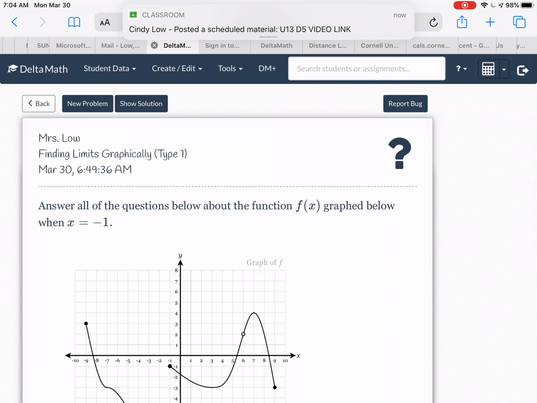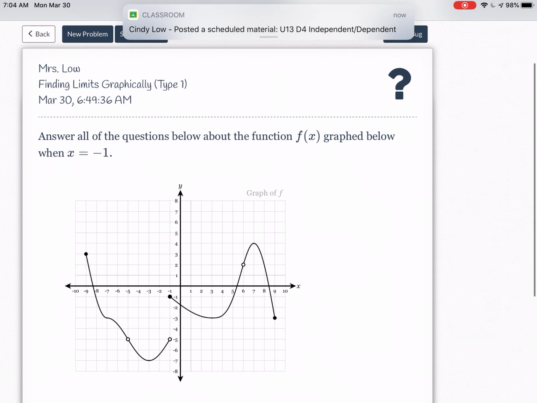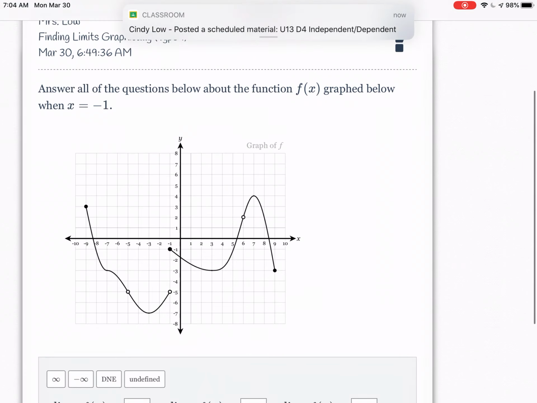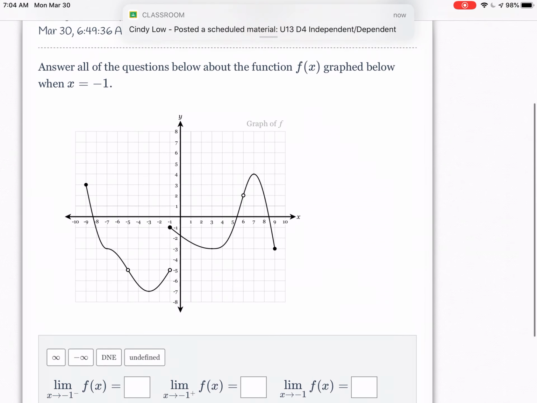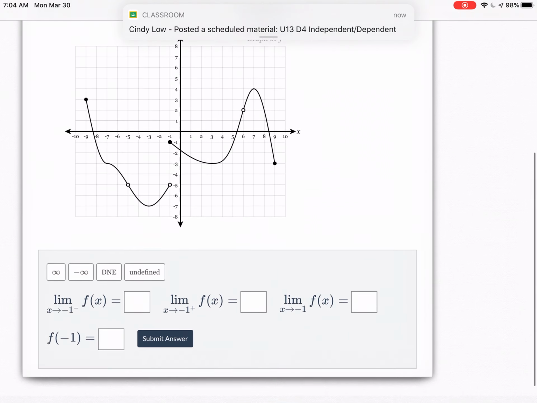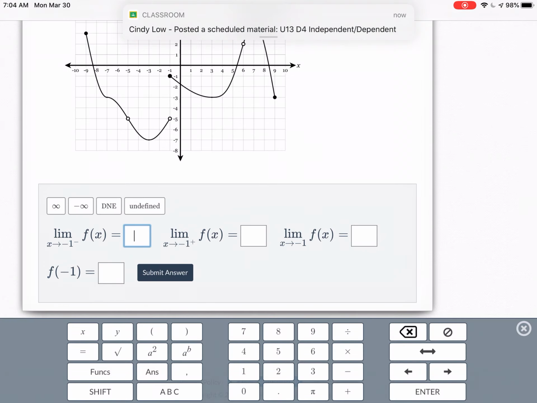Okay, so you guys are just going to watch me do this. This is just a question that's going to be on the test that you take. So I'm going to give you a graph. It says answer all the questions about the function below, so you're going to get all these different parts right here. Okay, so let's do the first one together.